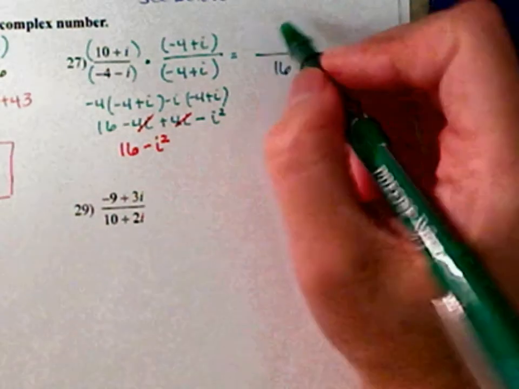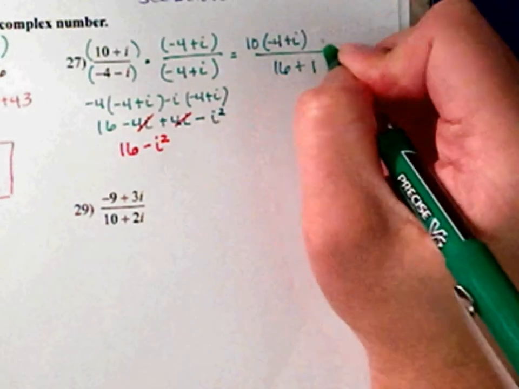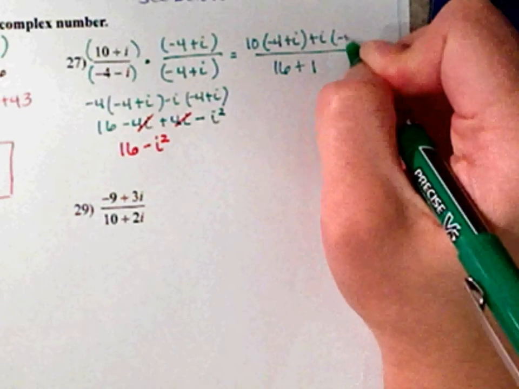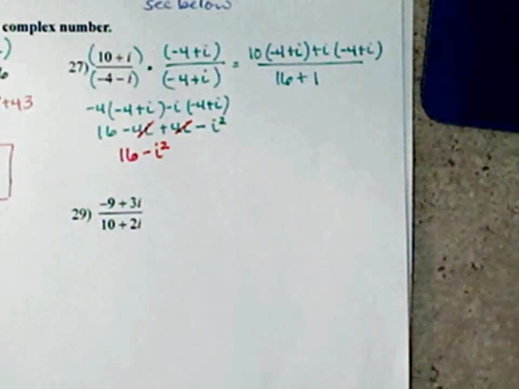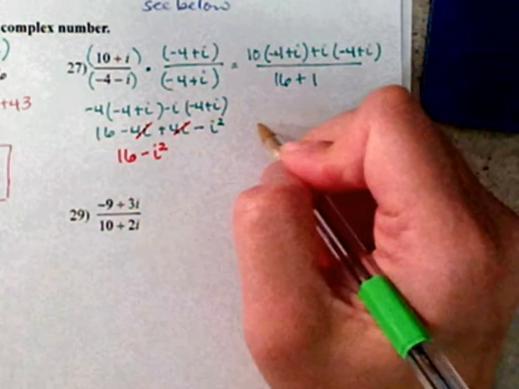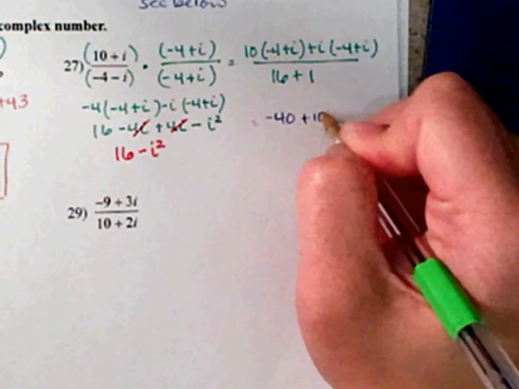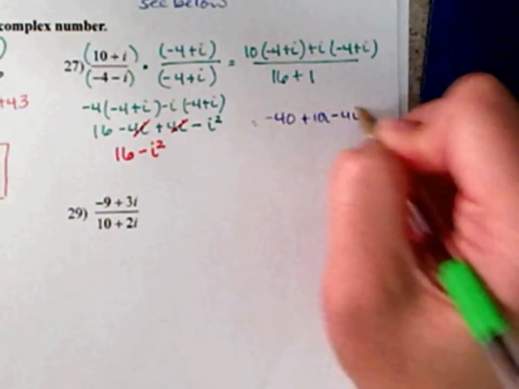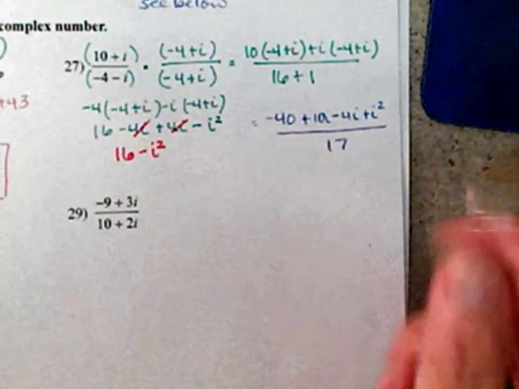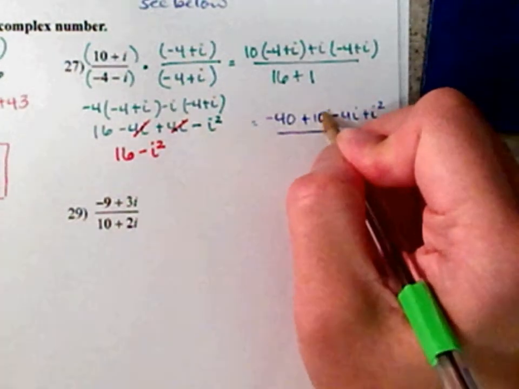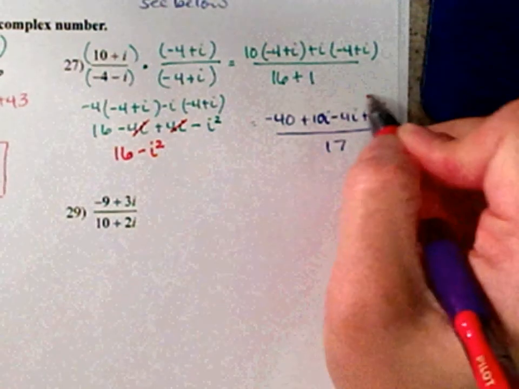Okay? Then I'm going to continue with the top. So 10 times negative 4 plus I times negative 4 plus I. Okay? Continue with your math. Distribute. So negative 40 plus 10I minus 4I plus I squared, all of that over 17. That's 10I. Continues on. That comes out to be negative 1.